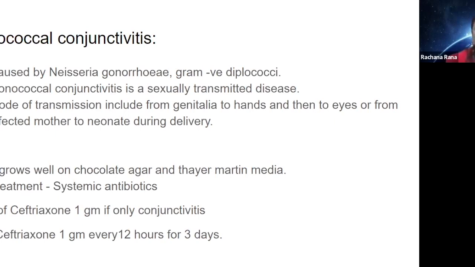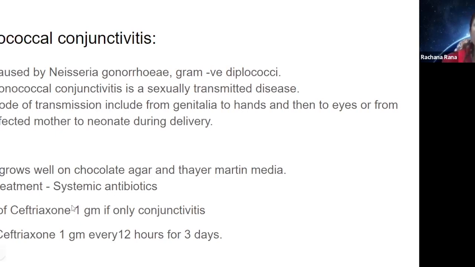So treatment is systemic antibiotics. Many times we have to start an intramuscular injection of ceftriaxone 1 gram. If it is only conjunctivitis, there is not much corneal involvement, but sometimes if there is corneal thinning, if we see involvement of the cornea also, we have to admit the patient and intravenous injection of ceftriaxone 1 gram every 2 hours for 3 consecutive days should be started.